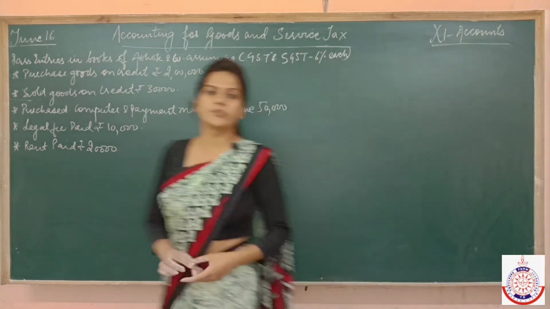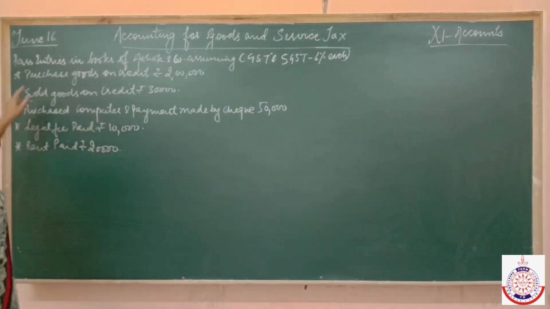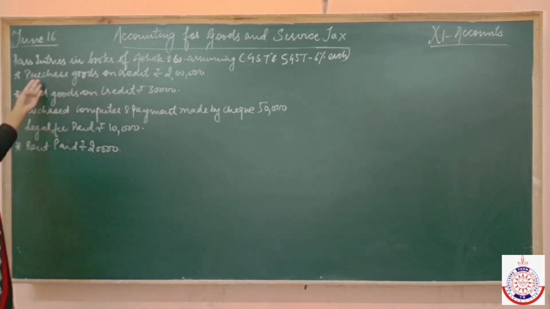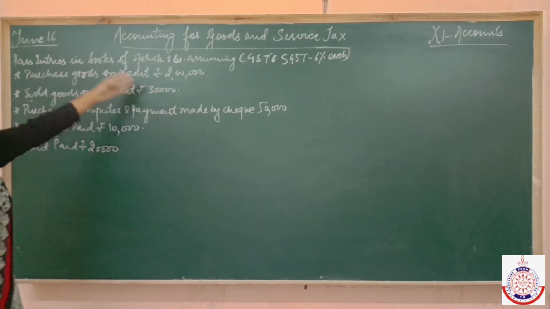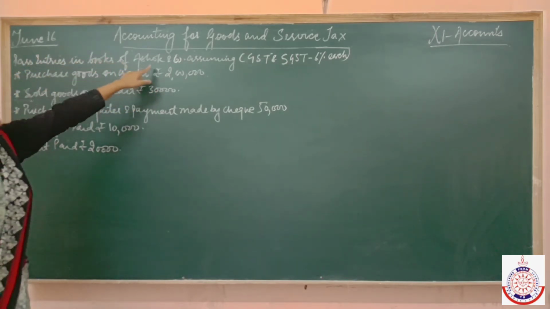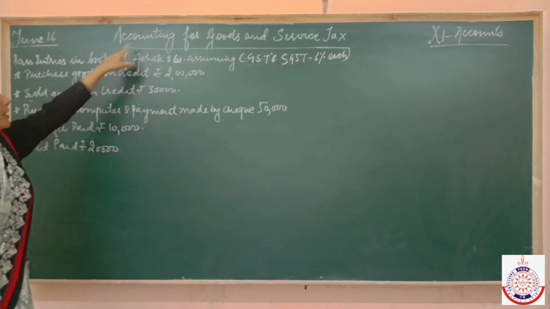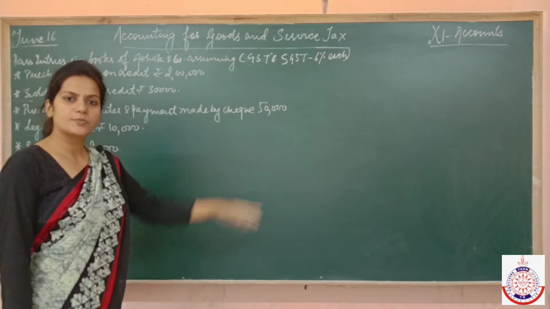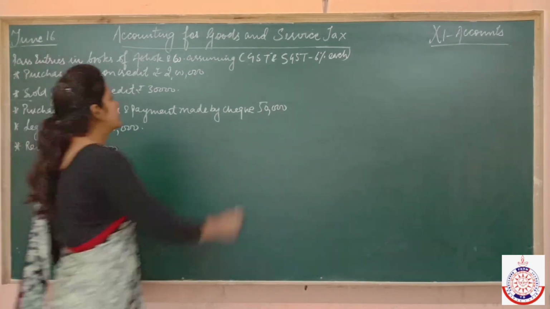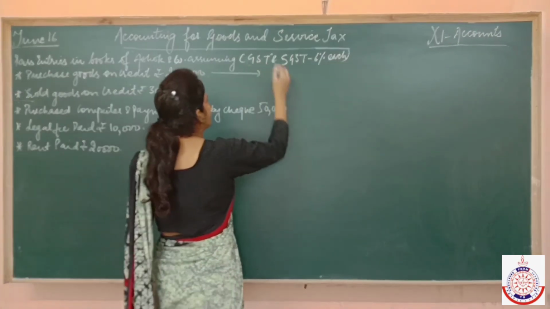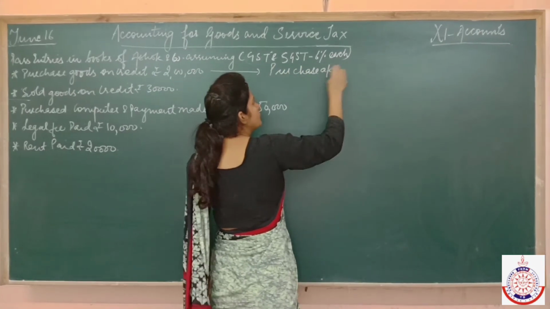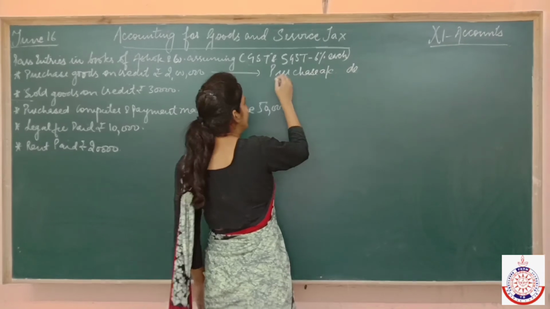So now let us start with the first numerical. First is purchase goods on credit rupees 2 lakh. So pass the entry as we have just discussed. Purchase goods on credit rupees 2 lakh, and we have to pass the entry in the books of Ashok and Company. It means we are Ashok and Company, and CGST and SGST is 6% each. So if I am purchasing the goods, then what entry will I pass? I'll pass the entry purchase account debit.